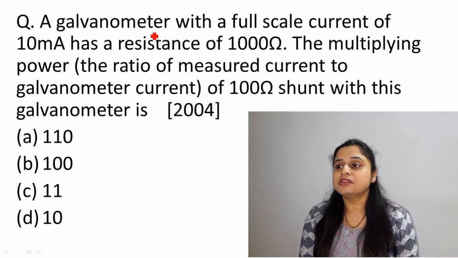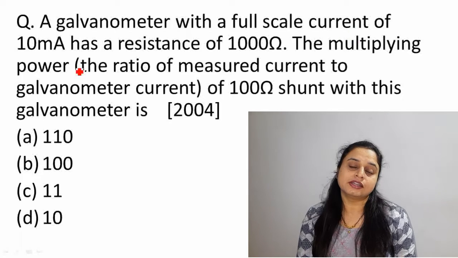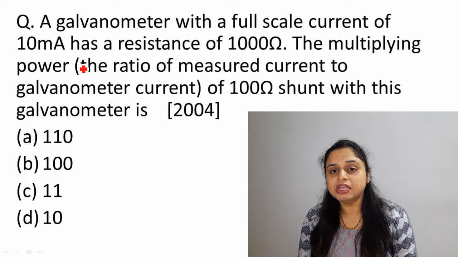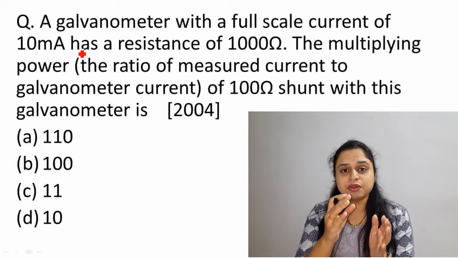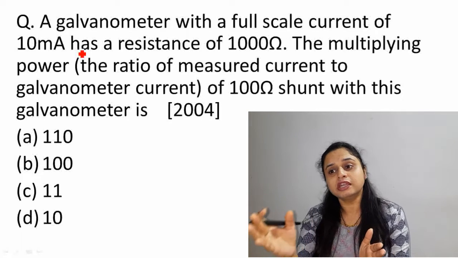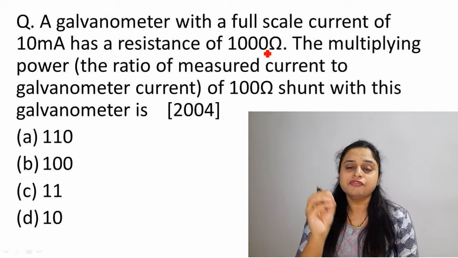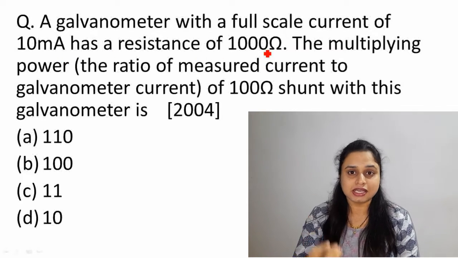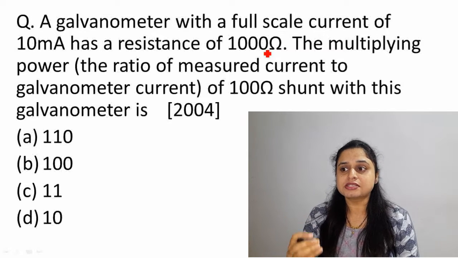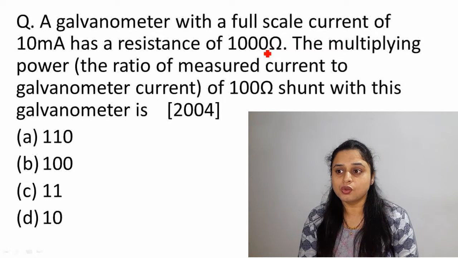For that, it is given the full scale value of current. Full scale value is nothing but the meter current, that means the maximum current which will pass through that meter. So it is given as 10 milliamperes. It has a resistance of 1000 ohms. Every meter has its internal resistance, so that meter resistance is given as 1000 ohms.